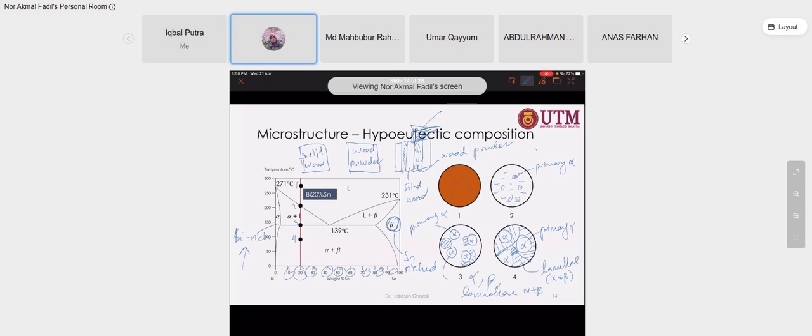And not only that, the melting temperature is different. The eutectic alloy has the lowest melting temperature. If you have 44% bismuth in the alloy, it has the lowest melting temperature.